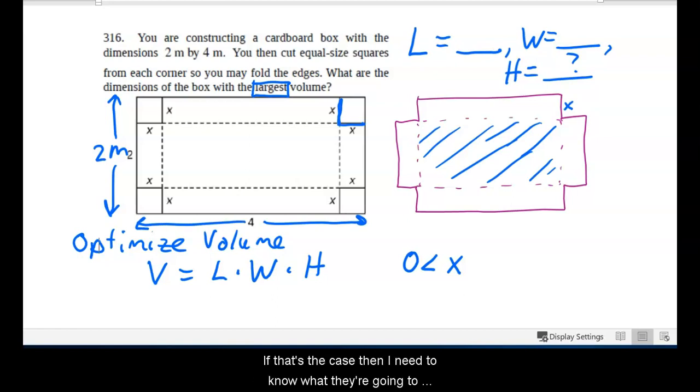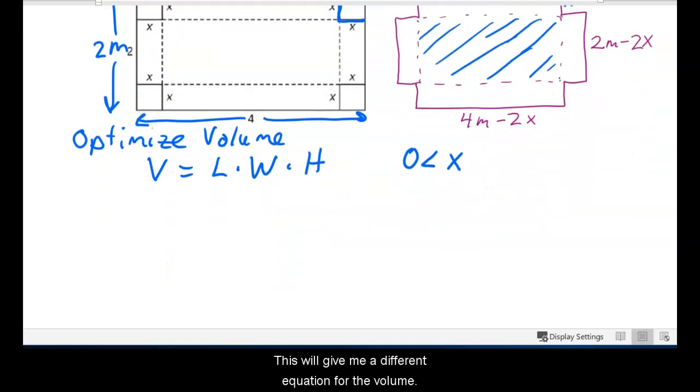If that's the case, then I need to know what they're going to be after I cut out the corners. This side was originally 2 meters, but I cut off x on each end, which means this has to be 2 meters minus 2x, since I cut x from each side. That would make the length of it 4 meters minus 2x, because I cut x from the right and x from the left. This will give me a different equation for the volume.